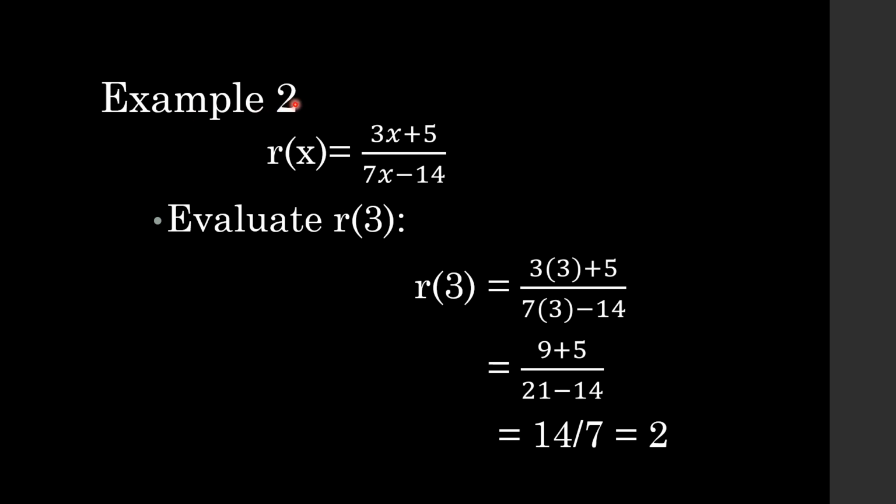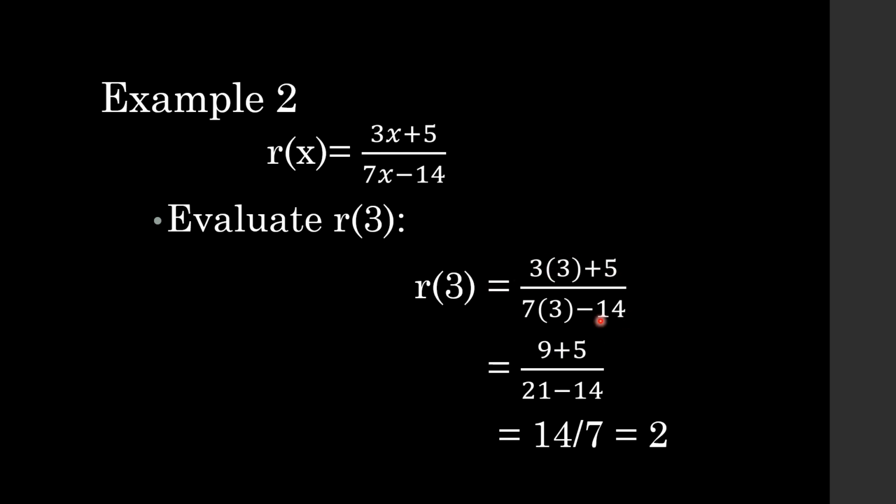Example 2, which is in the form of a fraction, a rational function. We have r of x equal to 3x plus 5 over 7x minus 14. So now there is our machine, and we want to evaluate the output when we input 3. So the object 3 will be inserted into the machine, and the insertion will be in the form of substituting x as 3 as shown below.